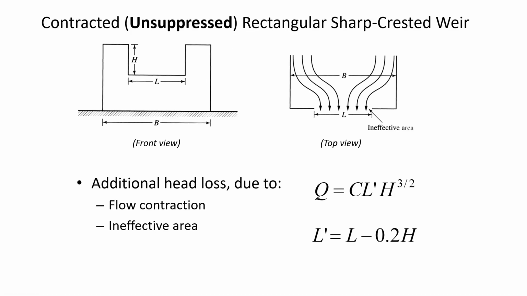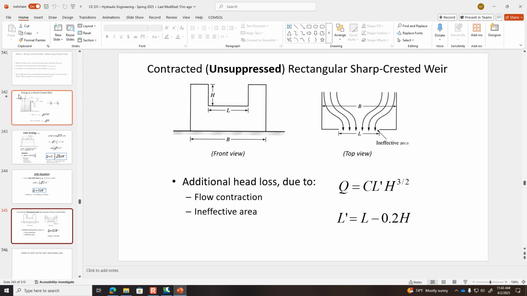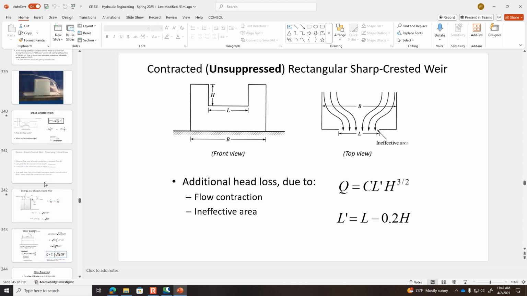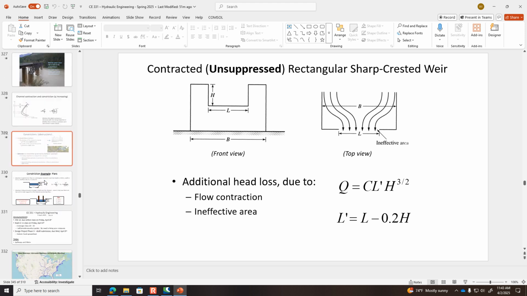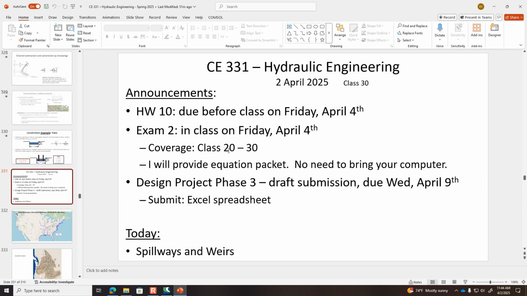So that's it for the material that's going to be included in Exam 2. Exam 2 is going to be lectures 20 through 30, so up to and including spillways and weirs.